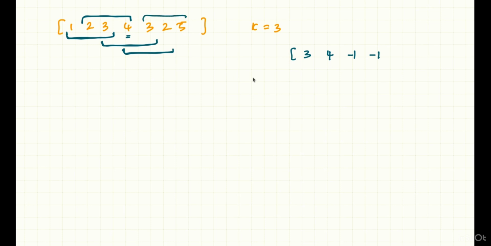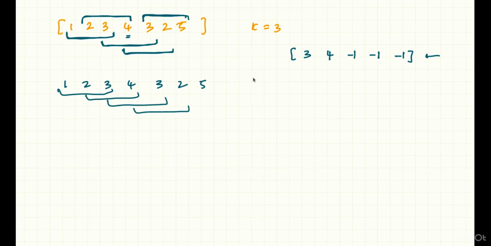And the next subarray is 3 2 5, and all the elements are not consecutive to each other in ascending order. So again the answer is -1, and this is the final array which you have formed. So for every subarray, if you see 1 2 3 4 3 2 5, this is the first subarray, this is the second subarray, third subarray, fourth subarray, and fifth subarray.